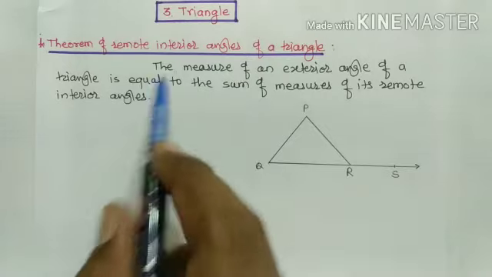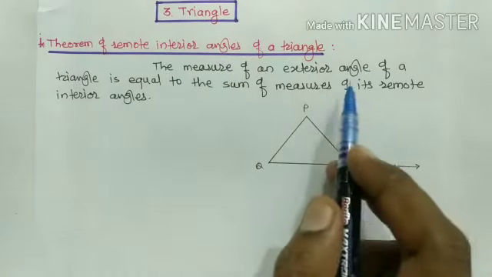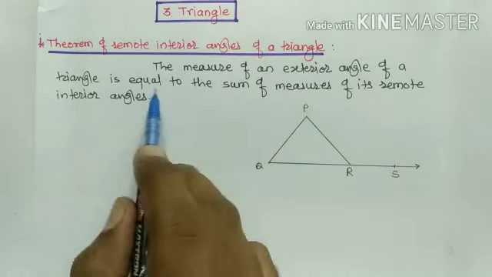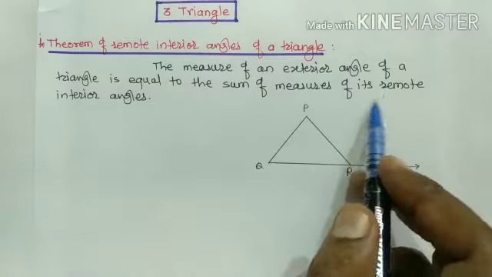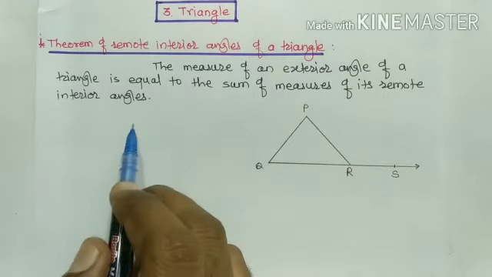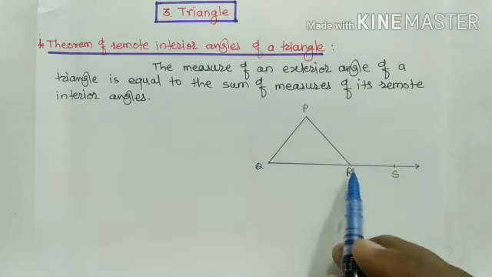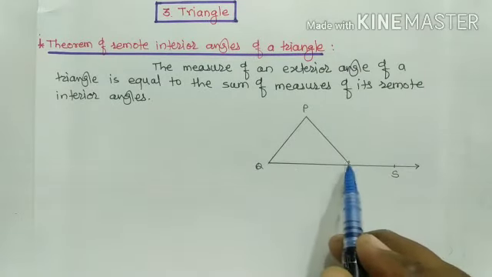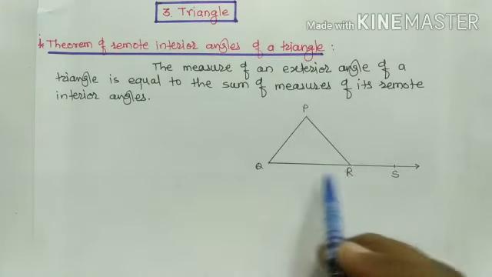See the statement of theorem of remote interior angles of a triangle. The measure of an exterior angle of a triangle is equal to the sum of the measures of its remote interior angles. See in this figure, here we draw the figure. Angle PRS is an exterior angle considering triangle PQR.